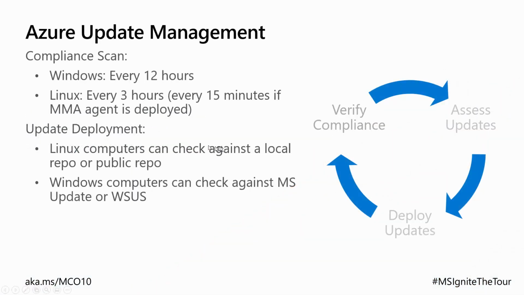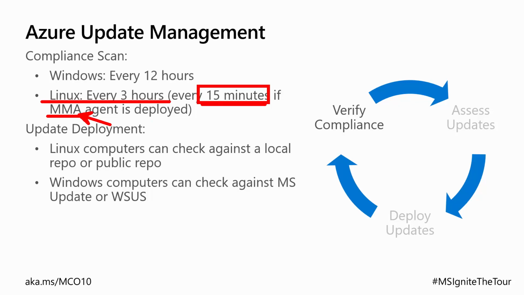Alright, so once we configure the update management, Windows will scan every 12 hours to find out if there are any additional updates that can be applied. Now on Linux, by default it will scan every 3 hours. Now all the Linux images that you provision from the Azure VM Marketplace have a Microsoft Management Agent installed, so that makes the scan down to every 15 minutes.